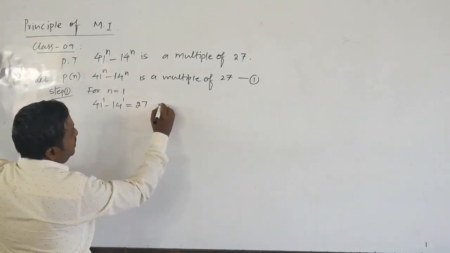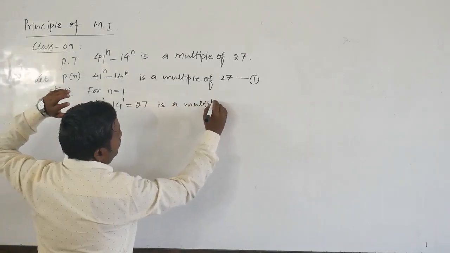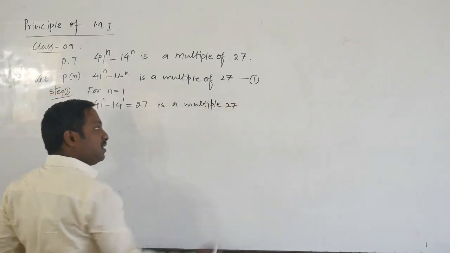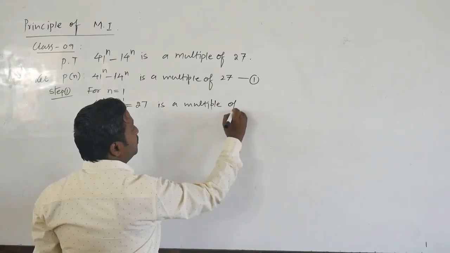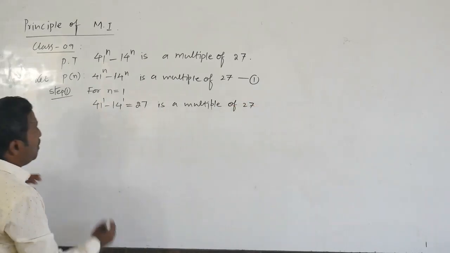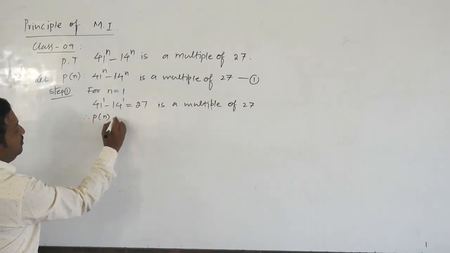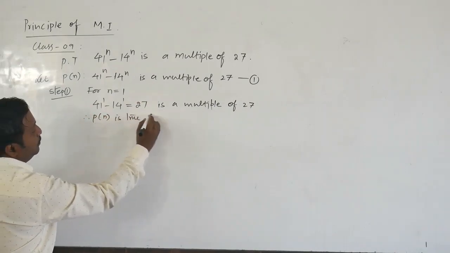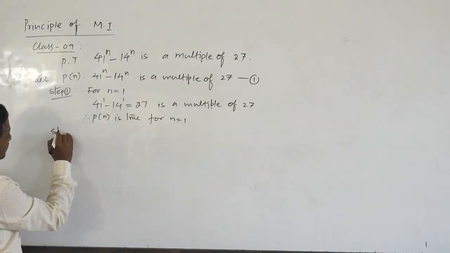27. So it is divisible by, or is a multiple of, 27. I can conclude it is divisible by 27, or we can say that it is a multiple of 27. So now come to the point. Therefore, what is our conclusion? P of n is true for n equal to 1. Next, step 2.